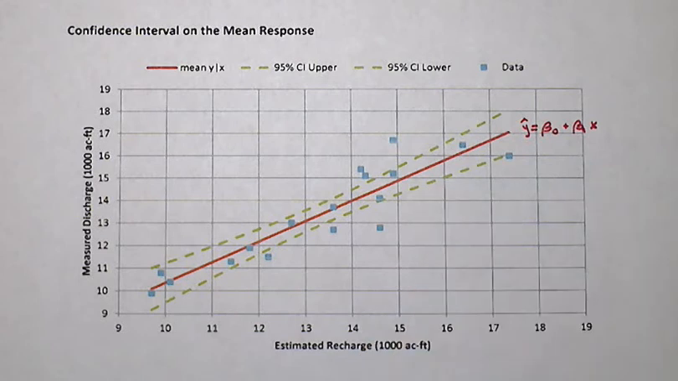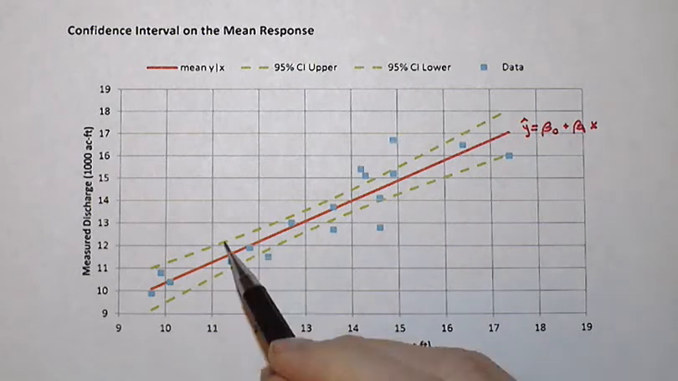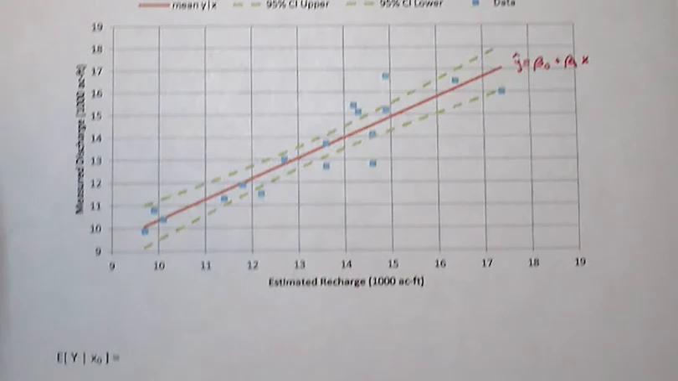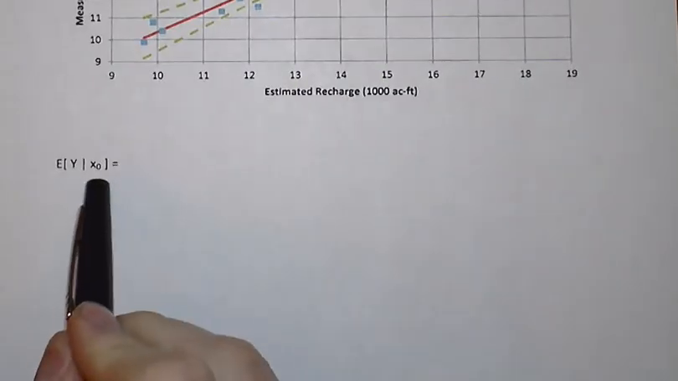One of the things to take note of is how these two dashed lines are actually curved away from the regression line the further away they get from the mean. We're going to see that as we go along. And the way we're going to develop that is to think first about the expected value of the function given any particular x value.